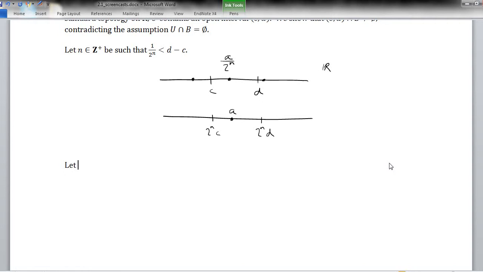Let me write down what I said. Let a be the least integer greater than 2 to the n times c. Okay. Well, then I guess that means that if you subtract 1 from it, you still have an integer, but that one must not be greater than 2 to the n c, right? So a minus 1 must be less than or equal to 2 to the n c, right? Or else a wouldn't be the least such integer. And we know that that's less than a by choice. Okay.